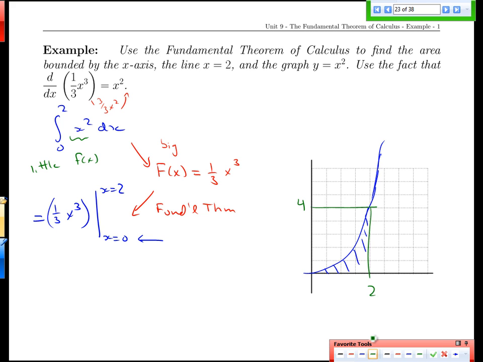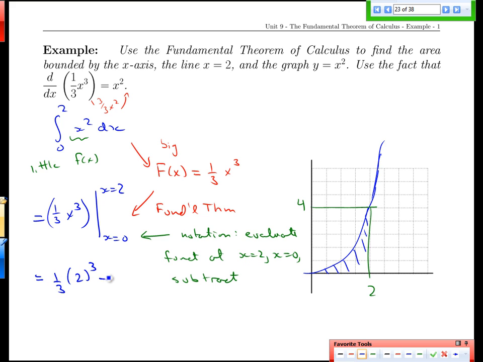This notation here, sometimes called big bar notation, indicates that we're going to sub in x equals 2 and then x equals 0, or evaluate the function at x equals 2, x equals 0, and subtract. So that would be our 1/3 of 2 cubed minus 1/3 of 0 cubed.